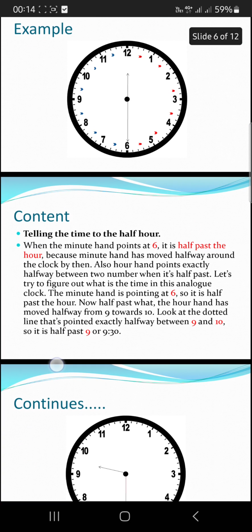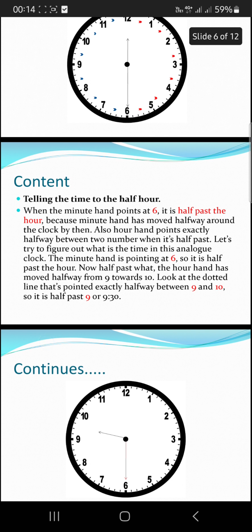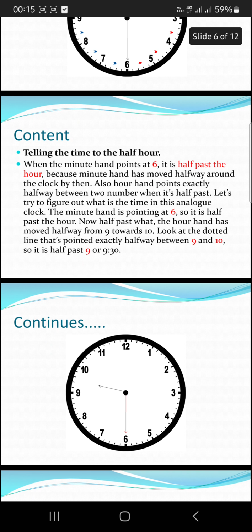Telling the time to the half hour. When the minute hand points at 6, it is half past the hour because the minute hand has moved halfway around the clock by then. Also, the hour hand points exactly halfway between 2 numbers when it is half past.